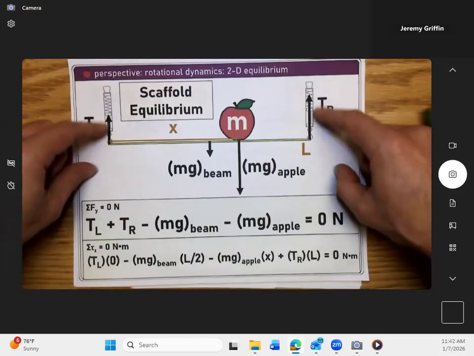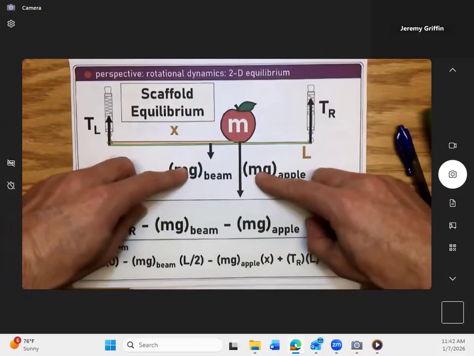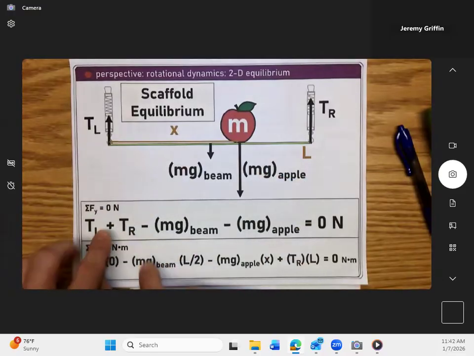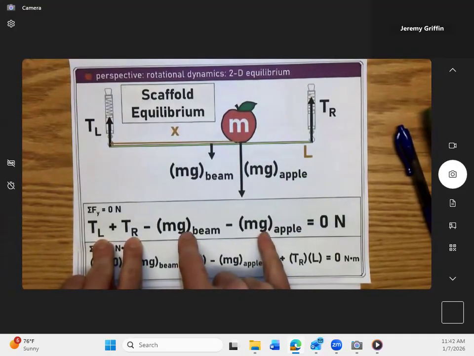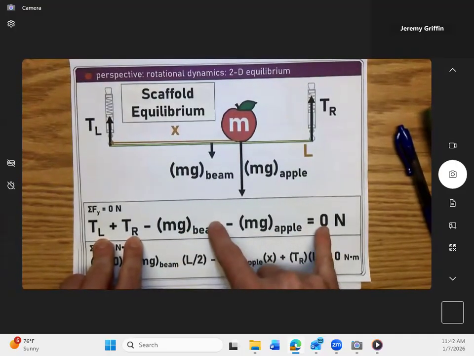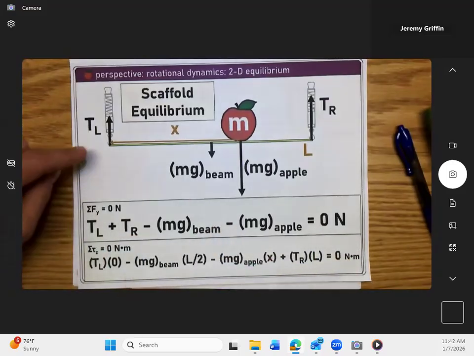Now, guys, do the 2 tensions upward have to balance with the 2 weights downward? Yeah, and that's exactly what this says right here. Tension left, tension right, upward, balances with those 2 weights downward. That has to be 0 newtons of force, right? For equilibrium. But now we're going to switch over to torque.